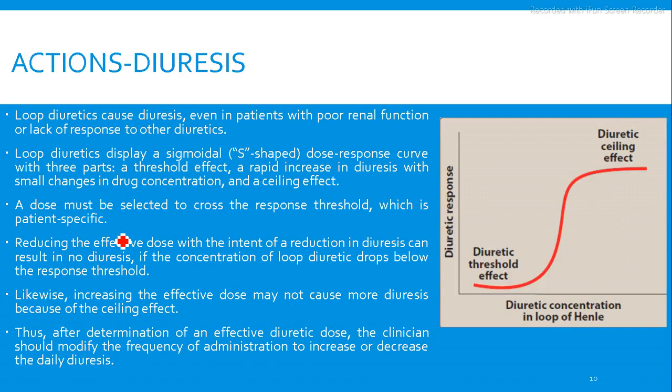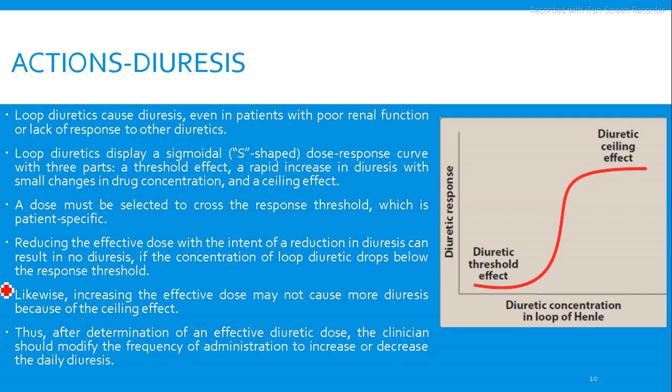These drugs cause diuresis even in patients with poor renal function or lack of response to other diuretics. The loop diuretics display a sigmoidal dose response curve, as you can see on the right side, with three parts: a threshold effect, then a rapid increase in diuresis with small changes in drug concentration, and a ceiling effect.